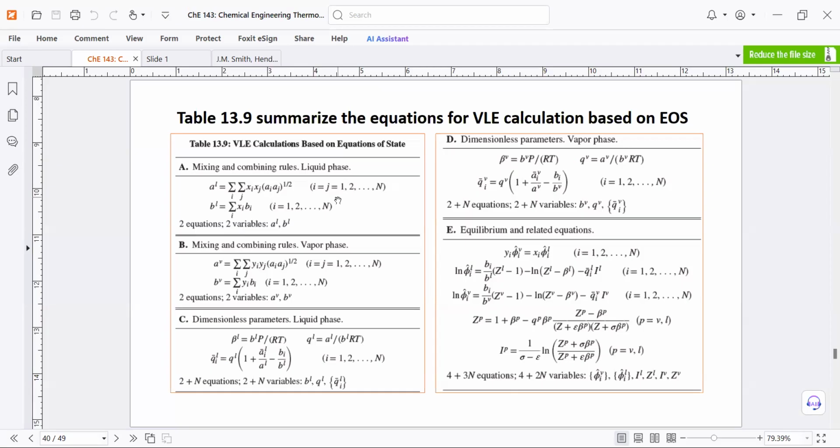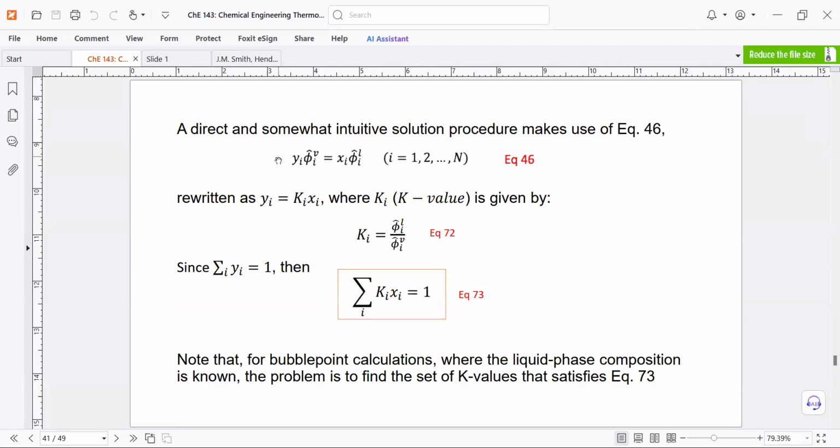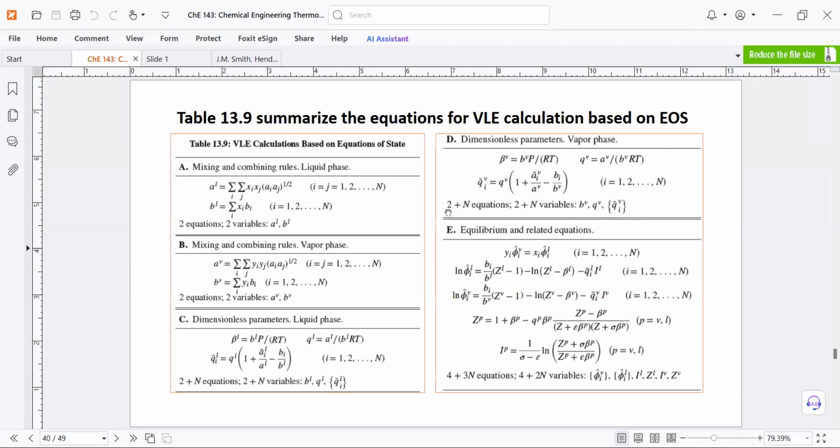And this is just a summary of the equations to use in order to use the cubic equation of state to calculate the fugacity coefficient. Okay, so this is just a summary of the equations that we need to use. And this is our goal, the fugacity coefficient. Now let's move on to this next slide, which talks about bubble P calculations. So remember equation 46. Okay, let me go back to that.